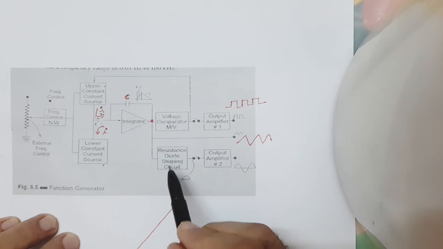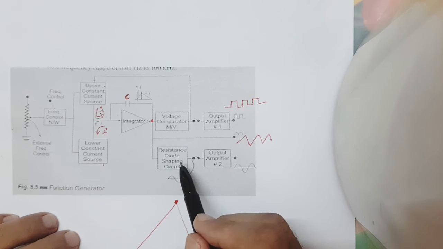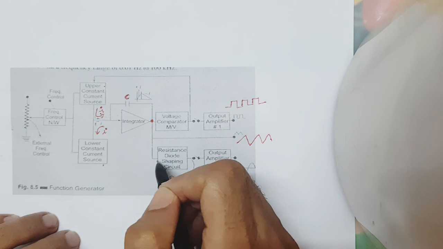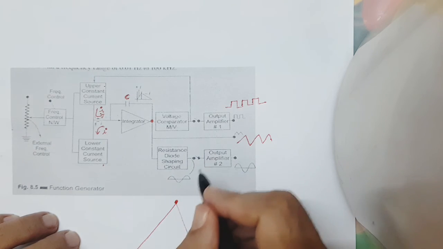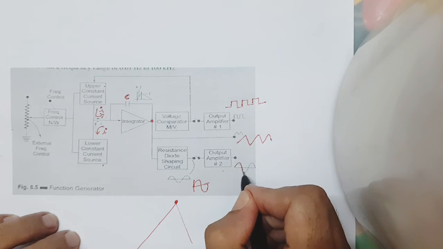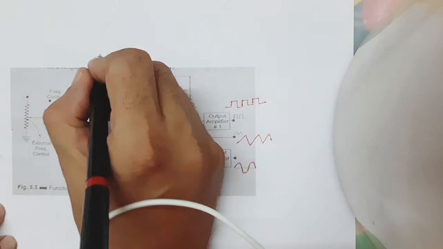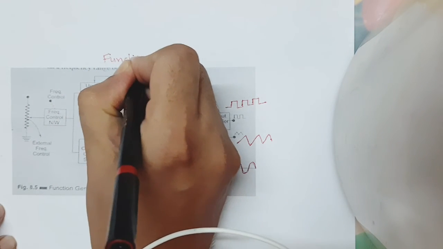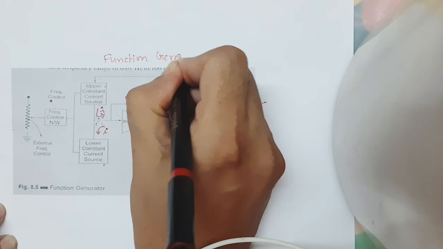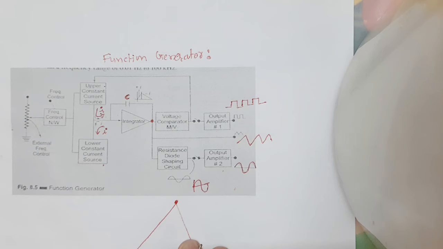Same way, with the help of the resistor diode shaping circuit, this waveform is given to this shaping circuit, then it is converted into the form of sine wave, then given to the amplifier, and we are getting the sine wave across the output of the function generator. This is our function generator. Right?